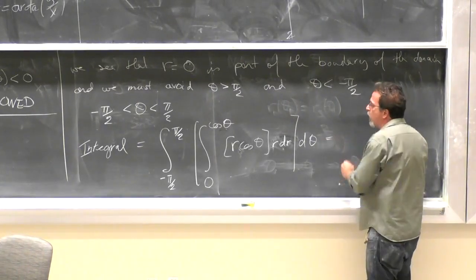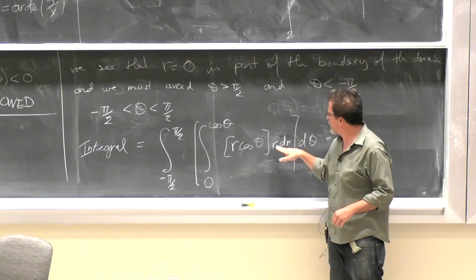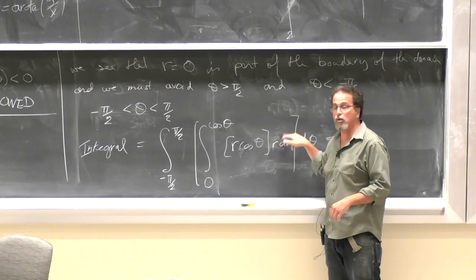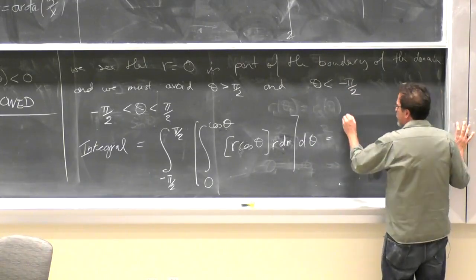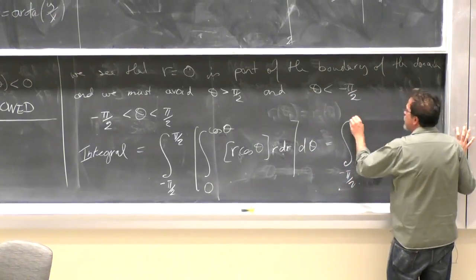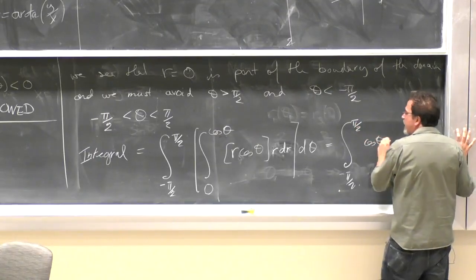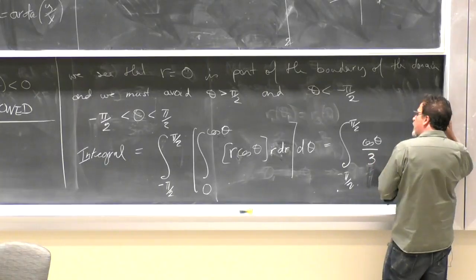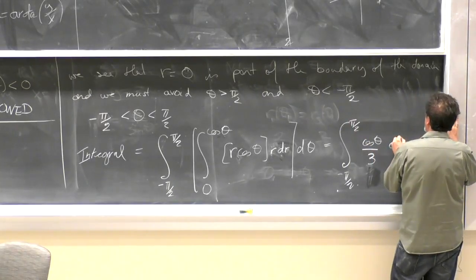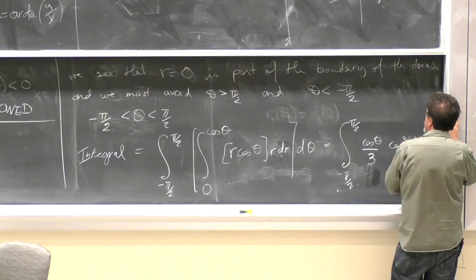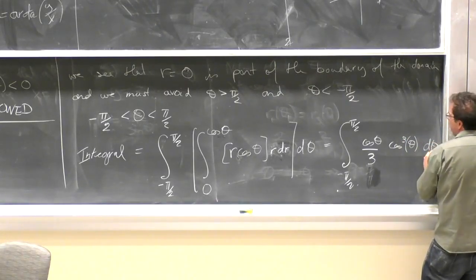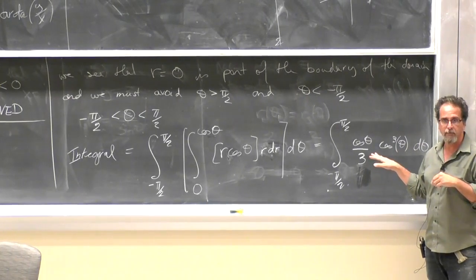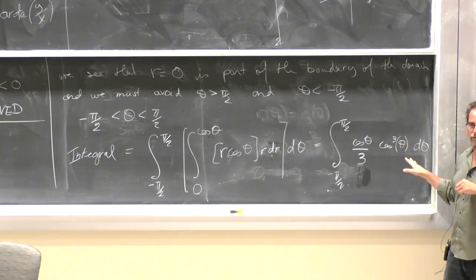And how do you do this? Well, cosine theta is constant with respect to integration. This is the integral of r squared with respect to r. So that's r cubed over 3. And so this is going to be the integral from negative pi over 2 to pi over 2 of cosine theta. That's this one here. This is going to give me r cubed over 3, so I got a factor of 1/3. And I have to evaluate the upper bound, which is going to be cosine cubed of theta. And then I have to integrate that with respect to theta. So I have to integrate cosine to the 4th.